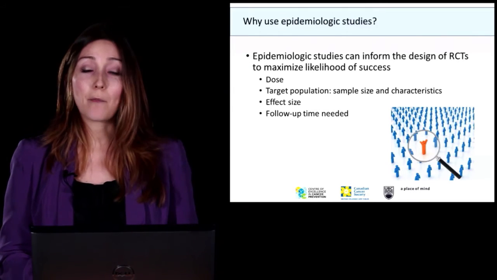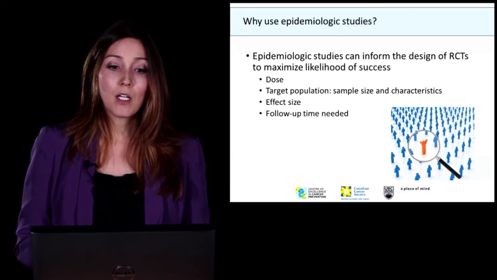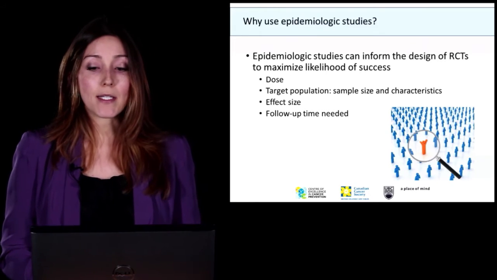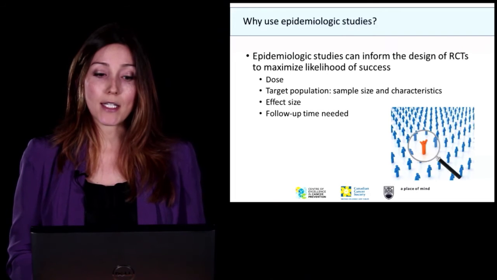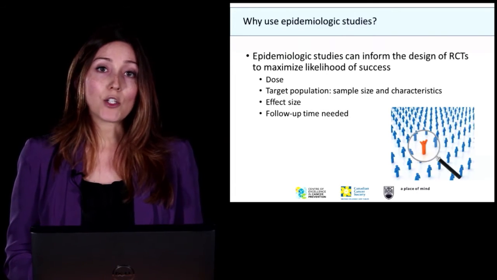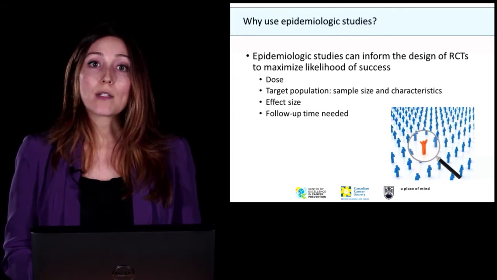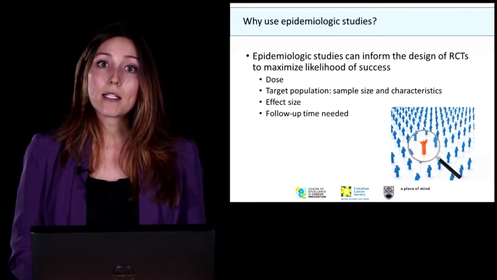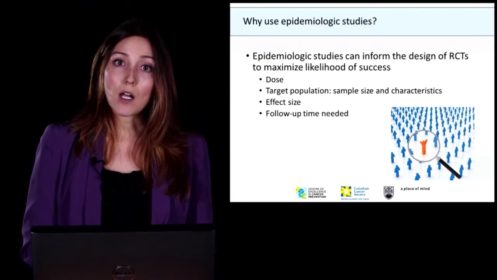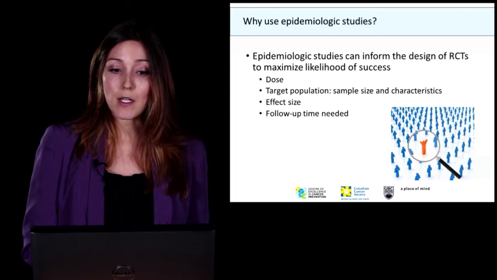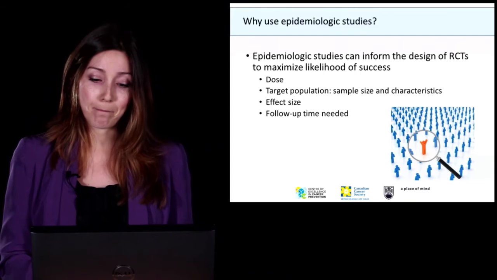Given the limitations of epidemiologic studies, why would we want to use epidemiologic studies? First, they can help inform the design of randomized controlled trials, so they may be able to maximize the likelihood of success. You can look to epidemiologic studies to provide insight on what the dose needed might be, as well as the target population, so what is the sample size and characteristics of individuals that you want to target. Information on the effect size, which can help you determine the sample size as well, and the follow-up time that would be required to see your health outcome.